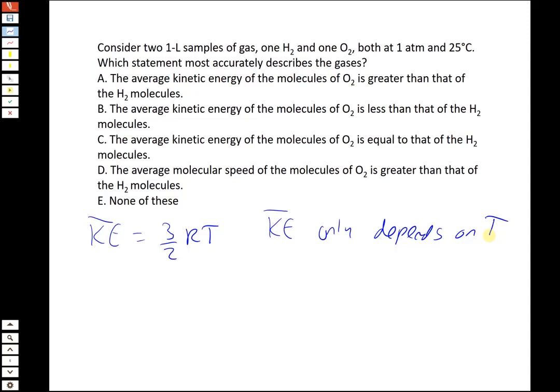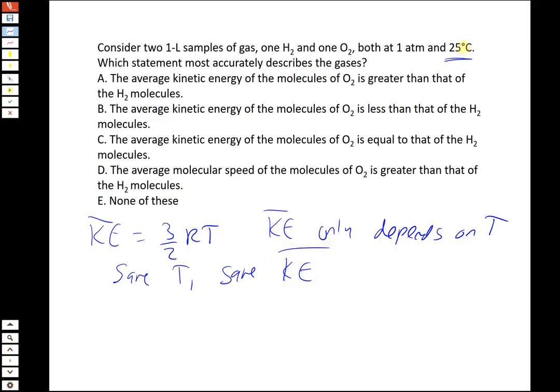Alright, so if you're comparing 2 different samples of gases, or more than 2, to figure out which one has the highest average kinetic energy, you just have to look at the temperature. So in this case, both gases are at 25 degrees Celsius, so because they're at the same temperature, they should have the same average kinetic energy. All right.